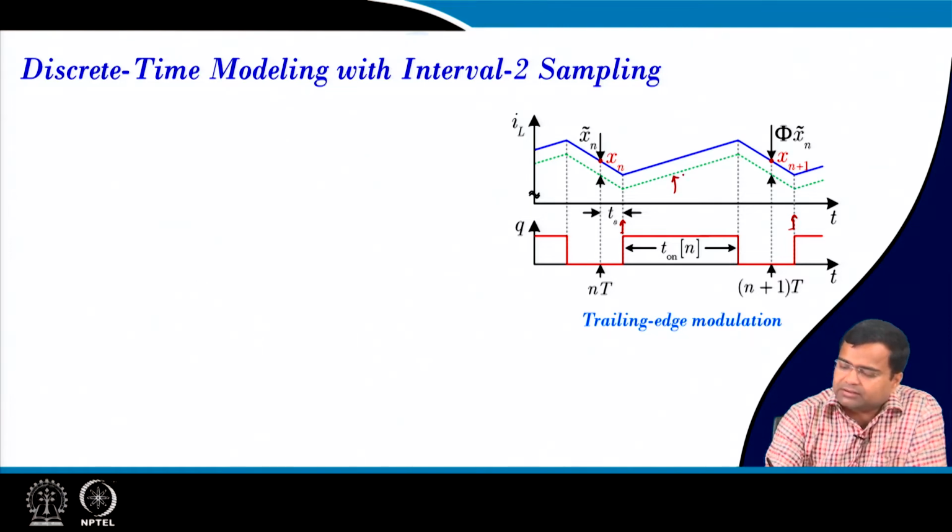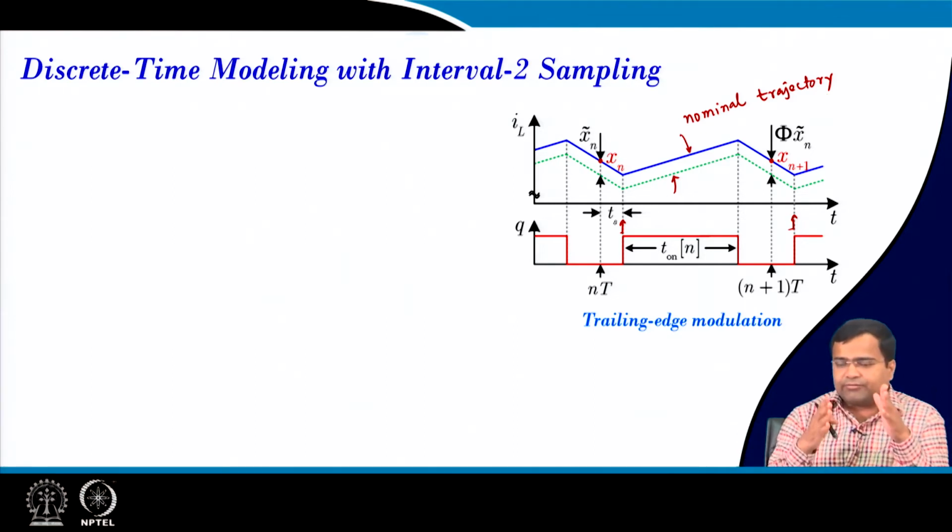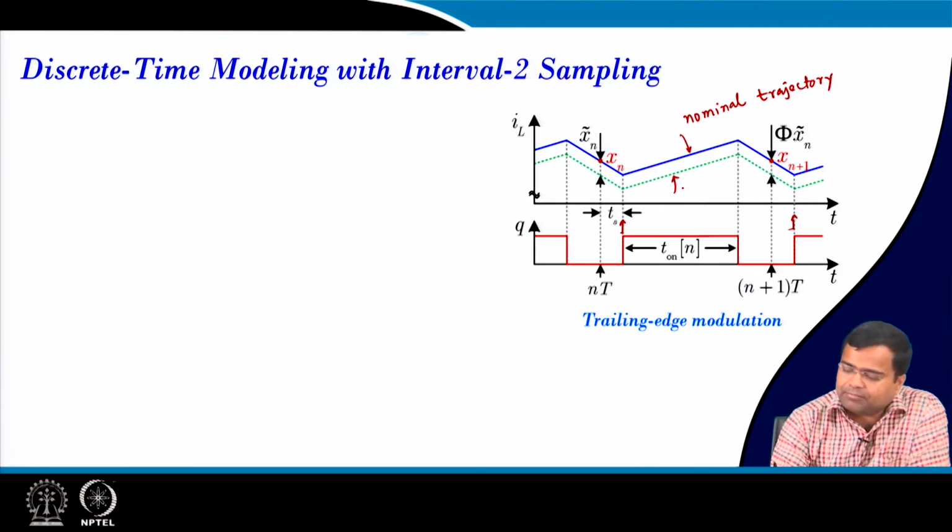Here this dotted waveform is the nominal trajectory. It is a current waveform, but you can think of it as a trajectory because if we combine both current and voltage then it will look like a trajectory, and the other dotted line is the perturbed trajectory.